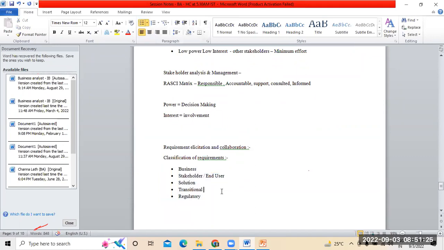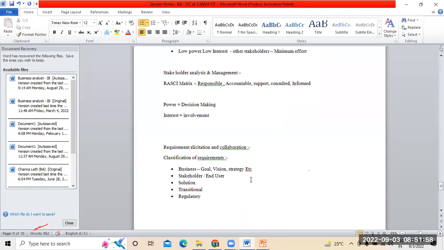Business requirements always focus on business goal, vision, strategy, etc. Like what is the business goal? What is the business vision? What strategy are we required to follow? All these things come under business requirements. This is the first point.